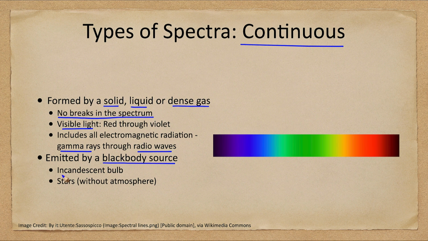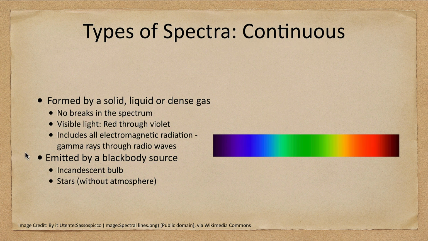So things like an incandescent light bulb with a filament that is heated up in it would be an example of a black body. And it would give you a continuous spectrum. The burners on an electric stove would be something else similar that would do this. If we ignore the atmosphere, a star is a decent black body and would give a continuous spectrum. However, the atmosphere will change that.